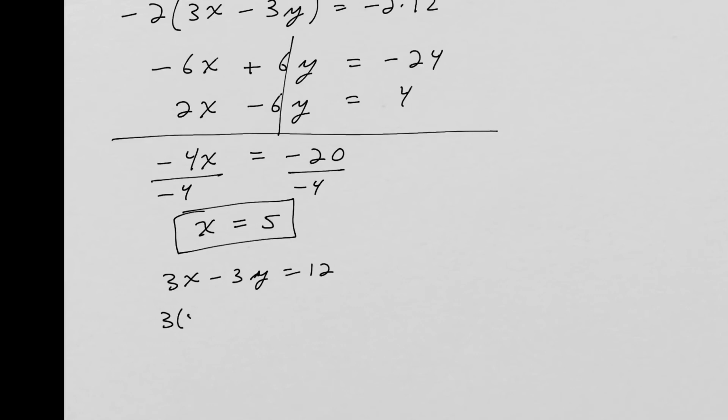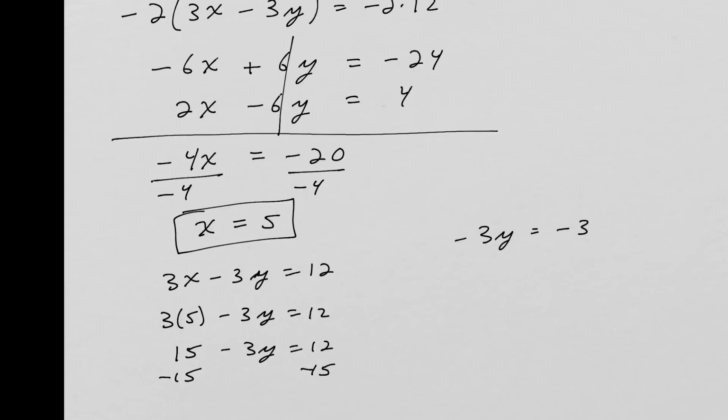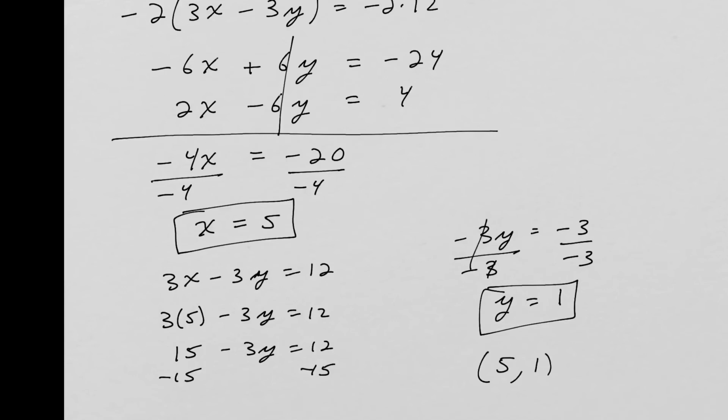So for x, I'm going to plug in 5. So this is going to be 15 minus 3y equals 12. I'll subtract 15. I'll finish it over here. So I have negative 3y is equal to negative 3. And then I need to divide by negative 3. That'll cancel, so I get y equals, and then negative 3 divided by negative 3 is positive 1. And that's my solution. So if you want the ordered pair, it would be 5, 1. X is 5, y is 1.